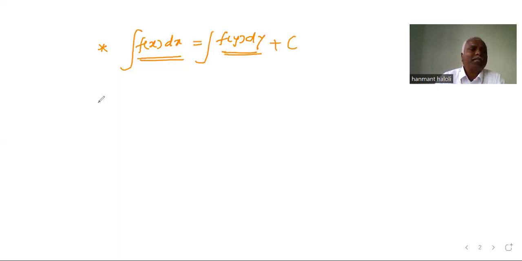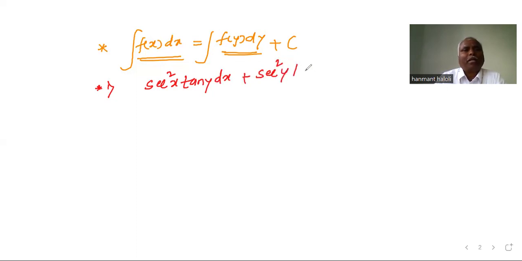How examples will be asked in the exam and how to separate them. Now, one example I'll take here. Example first. Sec square x tan y dx plus sec square y tan x into dy equal to 0. Consider this equation given to you.